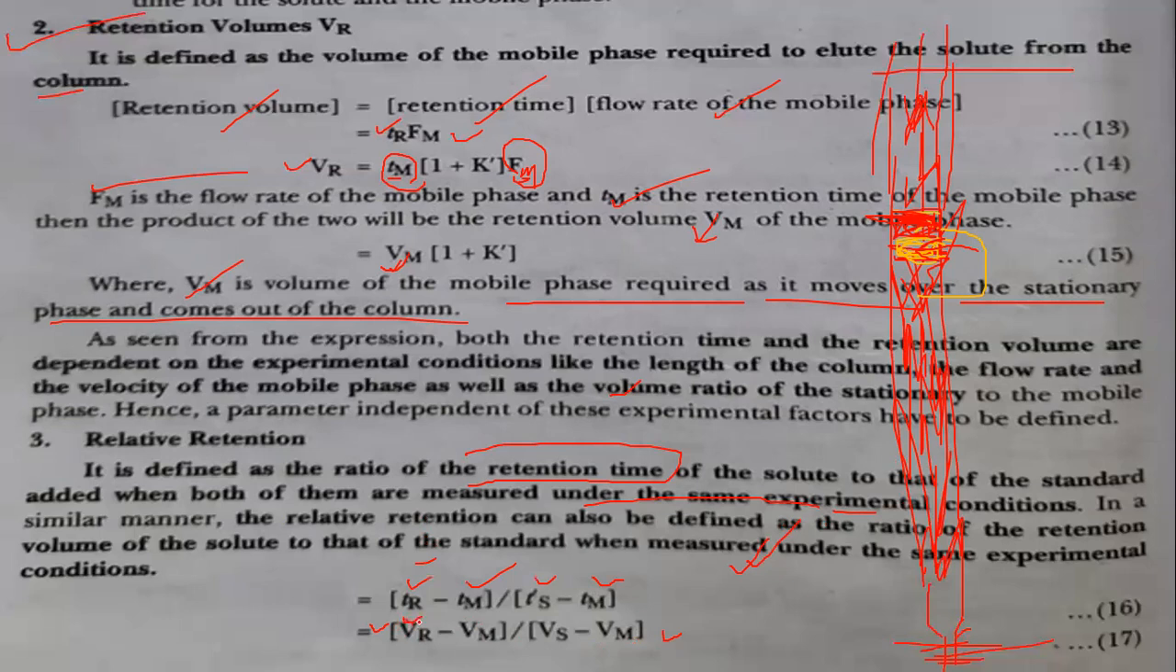This is the retention volume of the solute, minus the volume of the mobile phase. This is the volume of the mobile phase, and this is the volume of Vs, Vs minus Vm. Let me check what the term is indicating here. We know that this is the volume of mobile phase, but here it is the volume.